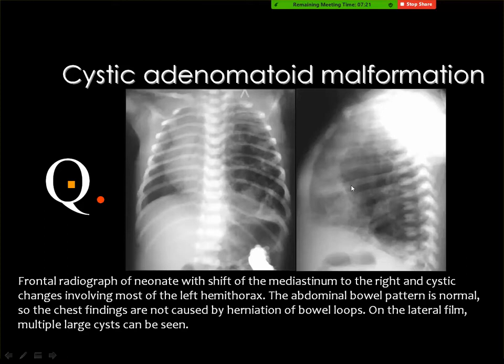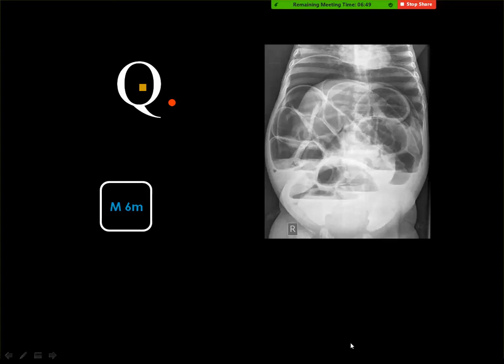And I have also mentioned in the lecture, if you introduce barium from the esophagus and barium from the colon, and you fail to reach this particular lesion, you know that it should be a cystic adenomatoid malformation. But this lesion should be considered first as congenital diaphragmatic hernia, because hernia is much more common than cystic adenomatoid malformation.